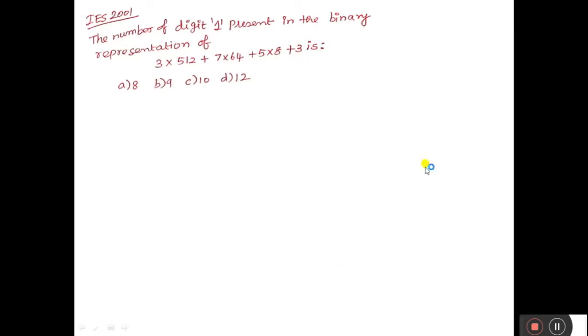Next question, the number of digit 1 present in the binary representation of 3 cross 512 plus 7 into 64 plus 5 into 8 plus 3 is: option A 8, option B 9, option C 10, option D 12. This question was asked in IES 2001. The question they are asking is how many ones are present in this given equation. Very simple problem.